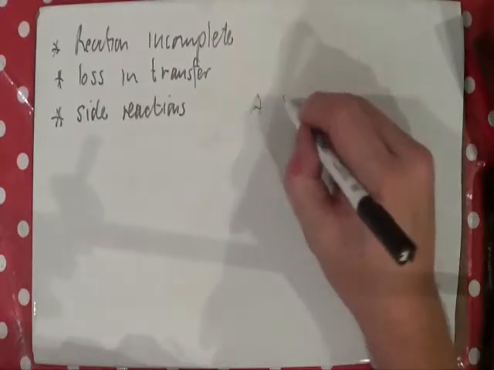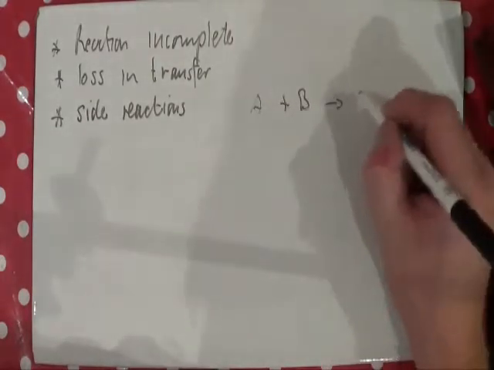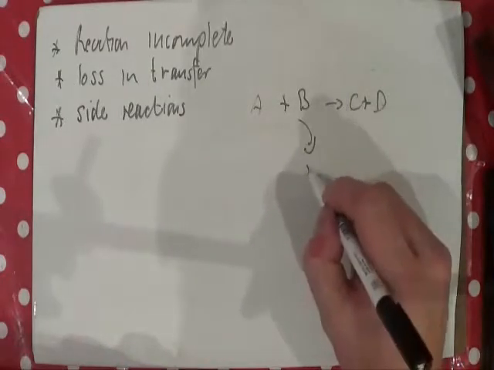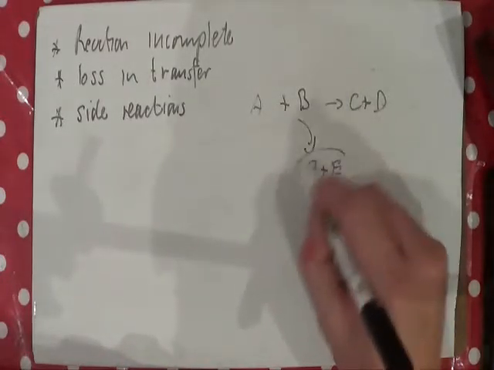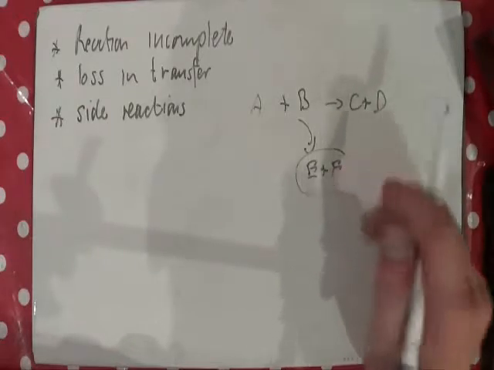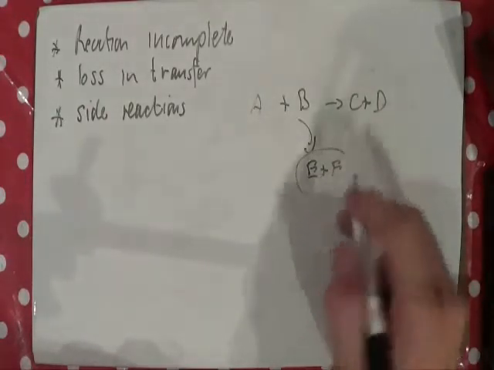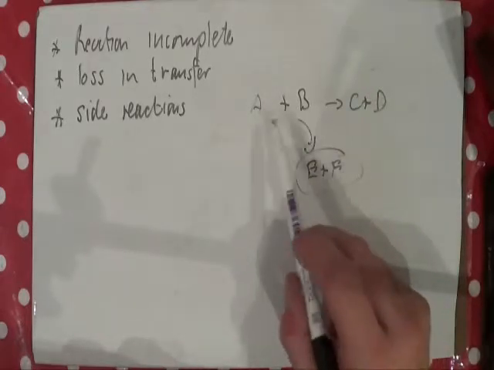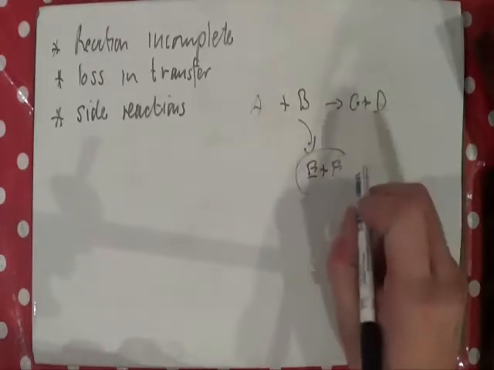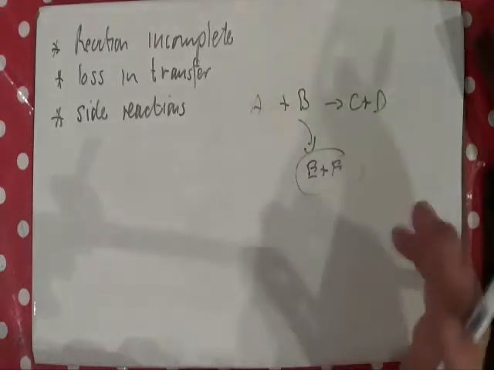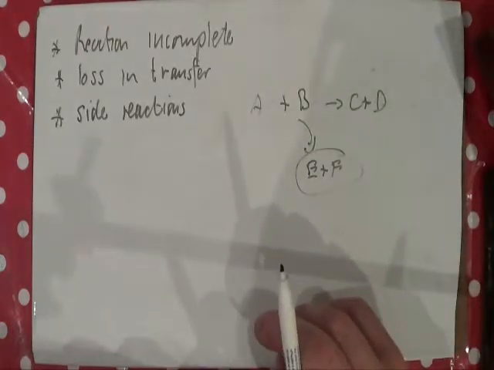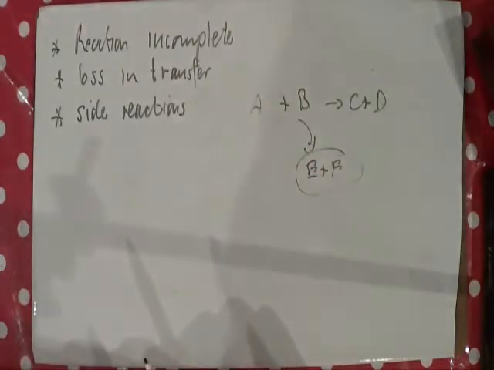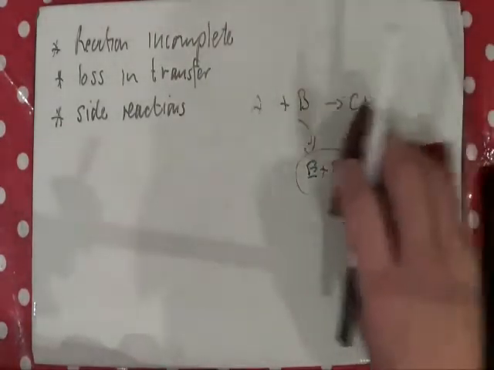So in other words, normally we just say A plus B to give us C plus D. Well, in actual fact, sometimes we get E plus F as well, but they're not important, and they're in such small quantities that we don't include them in the actual equation. But nonetheless, if the A and B are being converted to E and F, they're not being converted to C and D. That's the important thing, I guess. Okay, so these are reasons why we don't actually get 100% yield.